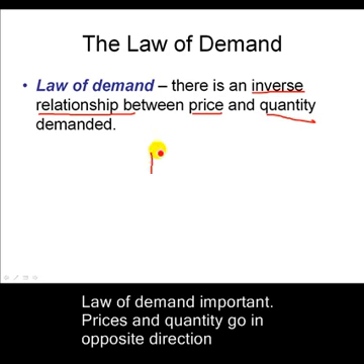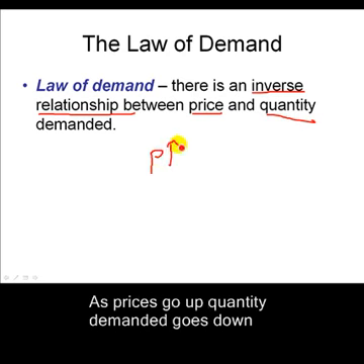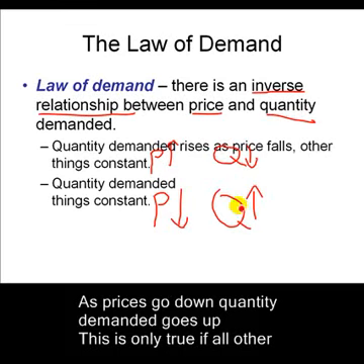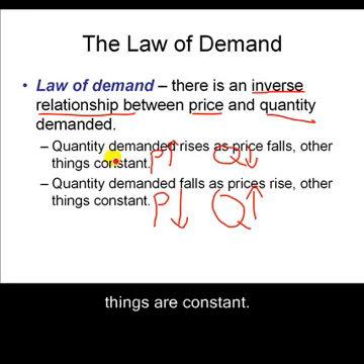Basically, as prices go up, quantity demanded tends to go down. As prices go down, quantity demanded goes up. Alright, that's what this is saying. Quantity demanded goes up as prices fall. Other things constant, quantity demanded falls as prices rise. Other things constant. We'll get to this other things constant in a second.